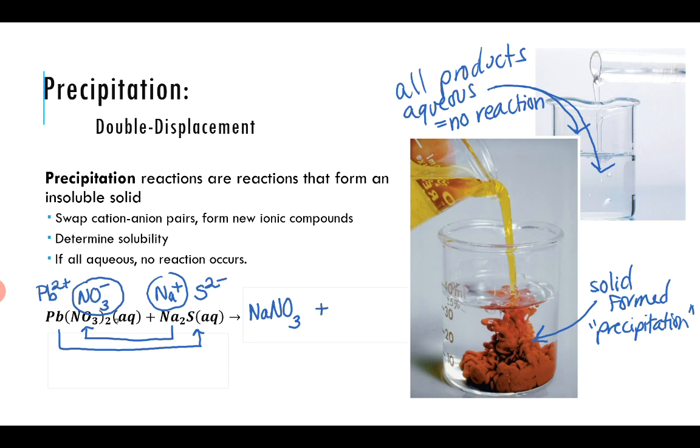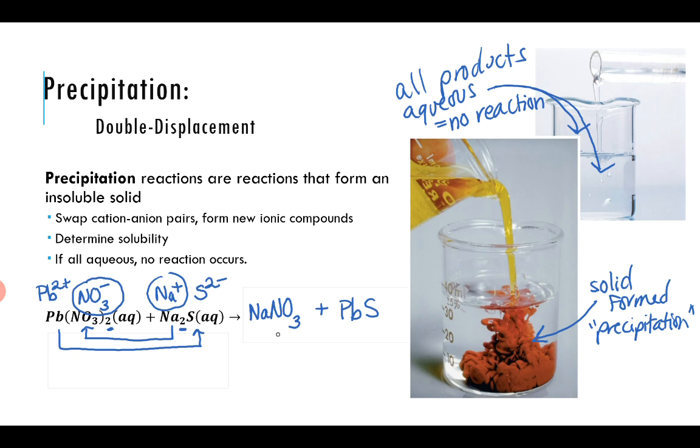And then my lead and my sulfur are both, that's a 2 plus and that's a 2 minus, and so if I have one of each, then I have a neutral ionic compound. And I'm sure you're paying attention to these subscripts here. Those subscripts were necessary for those chemical formulas to be neutral. But these are the neutral chemical formulas for the products.